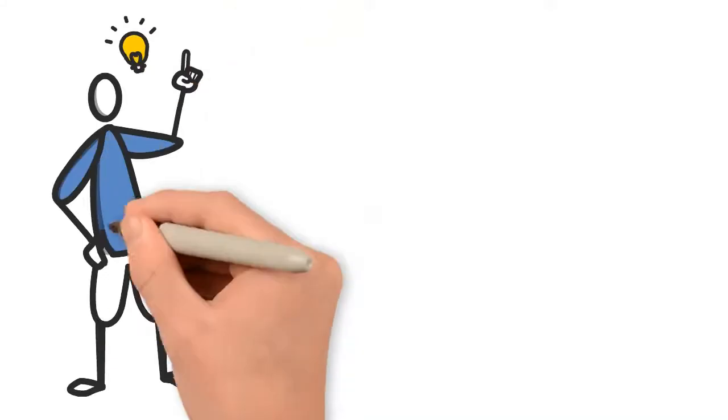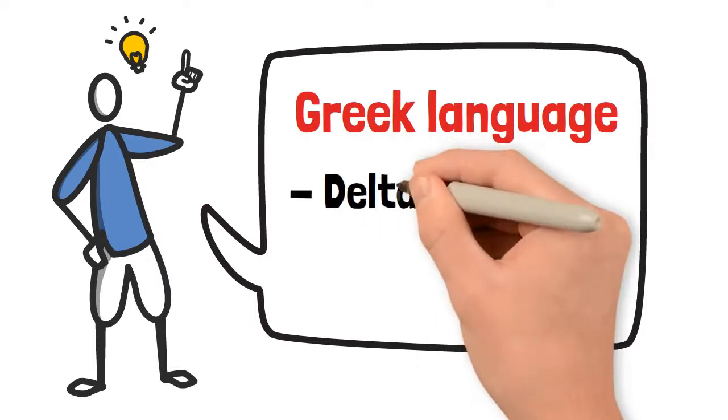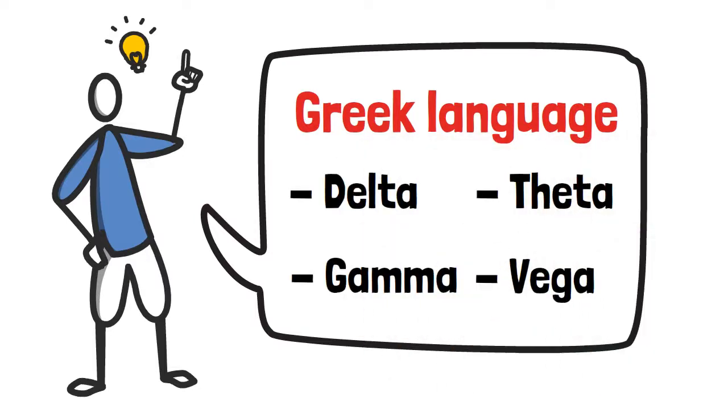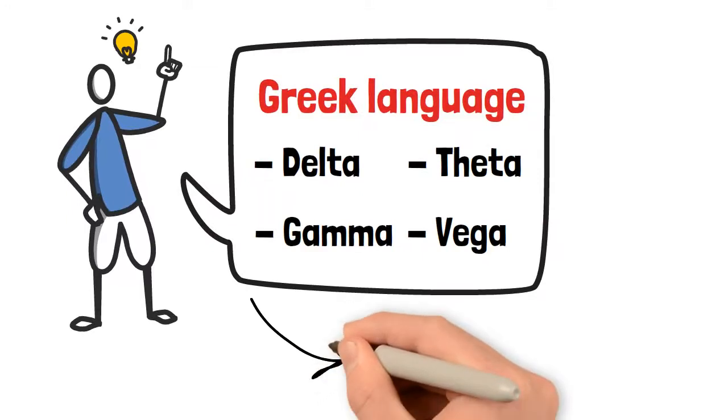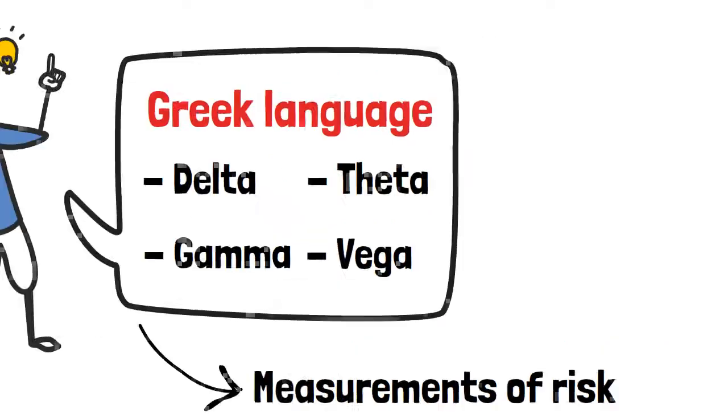Options require you to pick up a bit of the Greek language, which is okay, because you need to learn only 4 words: delta, gamma, theta, and vega. The Greeks, as they are commonly called, are measurements of risk. They explain several variables that influence option prices.